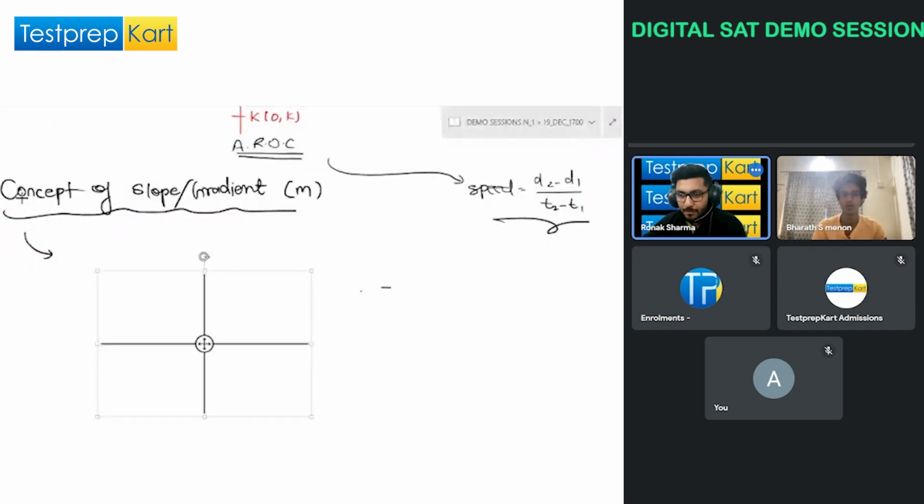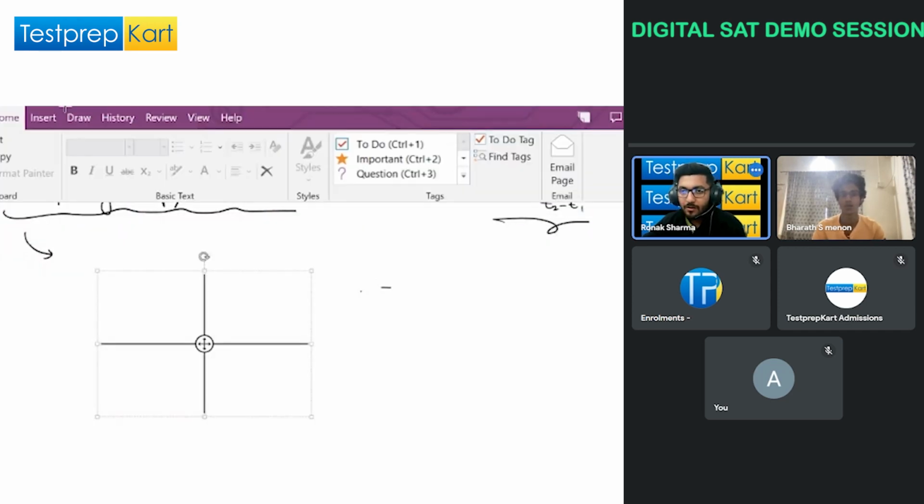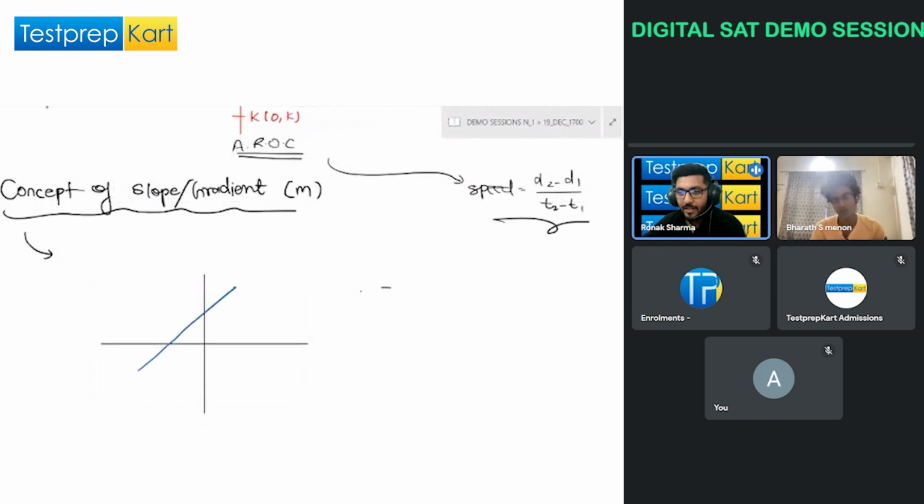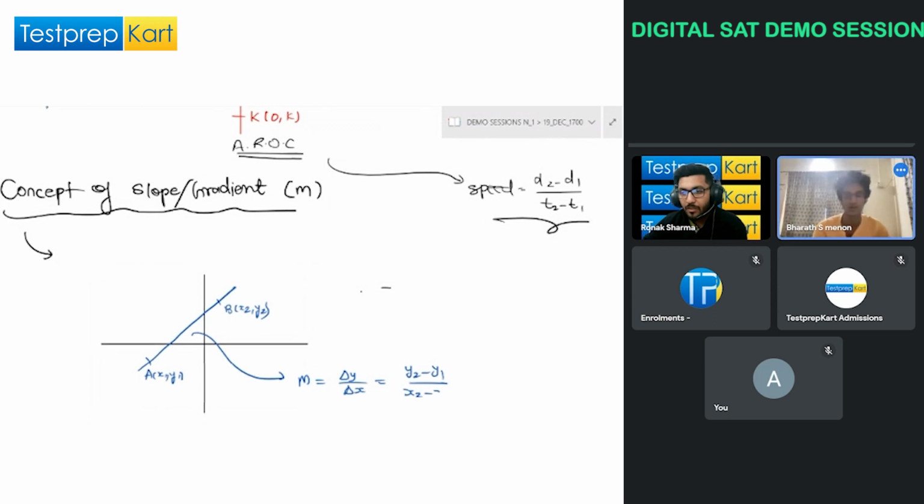If I have a coordinate plane with a straight line, let's say this point is x1 comma y1 and this point is x2 comma y2. If I want to calculate the slope of this straight line, or the path connected by joining points A and B, very simple: I calculate the change in y by change in x, which gives me y2 minus y1 by x2 minus x1.